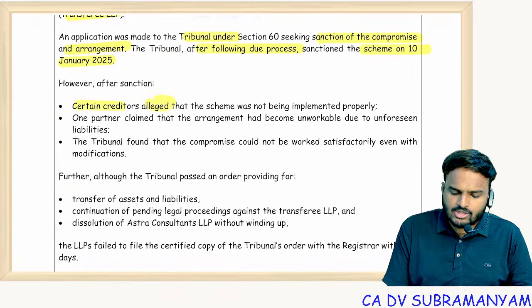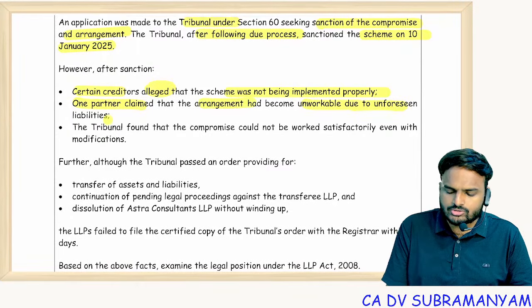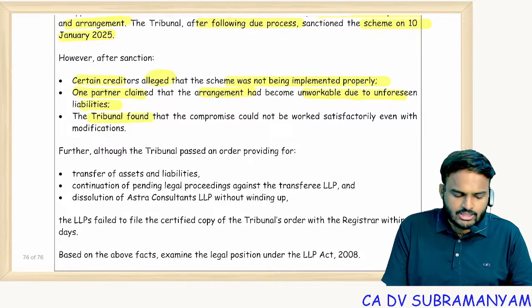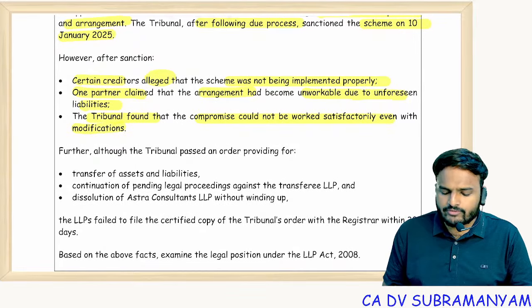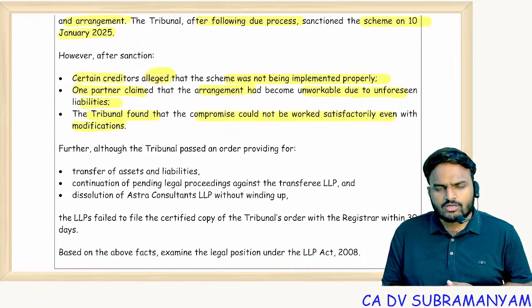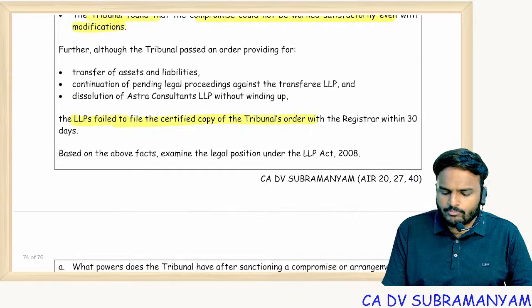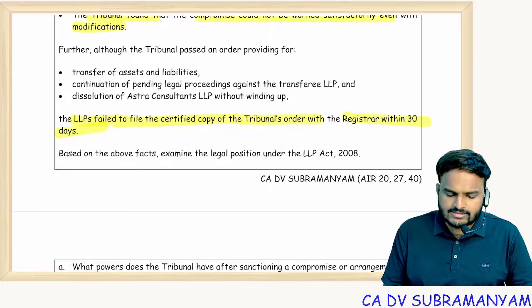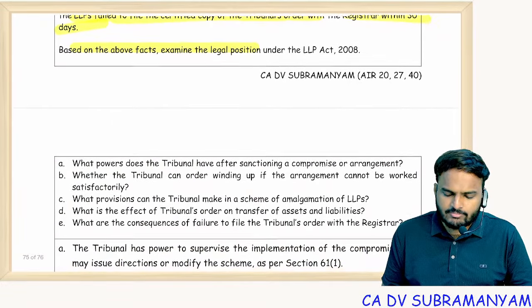Certain creditors argued that the scheme was not being implemented properly. One partner claimed that the arrangement had become unworkable due to unforeseen liabilities. Tribunal found that the compromise could not be worked satisfactorily even with the modifications. If it can't be worked satisfactorily, then the tribunal will pass an order for winding up. So the LLPs failed to file the certified copy of the tribunal order with ROC within 30 days. Based on the above facts, examine the legal position under LLP Act 2008.